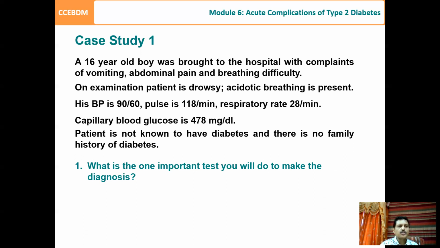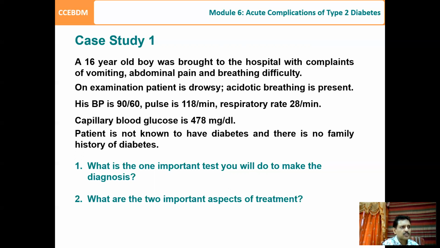So this is our routine advice to all our type 1 diabetic subjects and also type 2 diabetic subjects, that whenever the blood glucose level goes very high, say more than 300 milligram per dl, you should check the ketone bodies in the urine. You should keep urine ketone sticks with you, and you should measure the urine ketone whenever the blood glucose level is very high, to understand whether the metabolic condition is actually decompensating or not. So this is the first important test we will do.